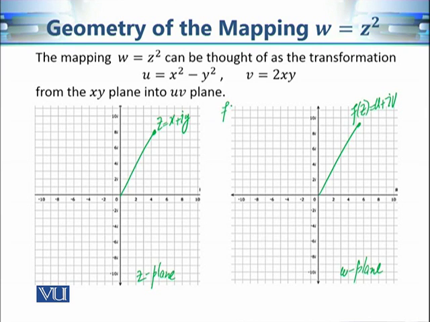So f of z is equal to (x plus iota y) square, and we can simplify this: x square minus y square plus iota 2xy. Now comparing this with u plus iota v, this tells us that this is u and this is v. So u is equal to x square minus y square and v is 2xy.